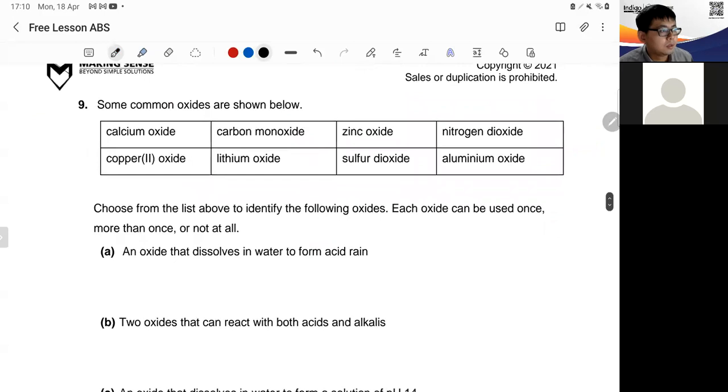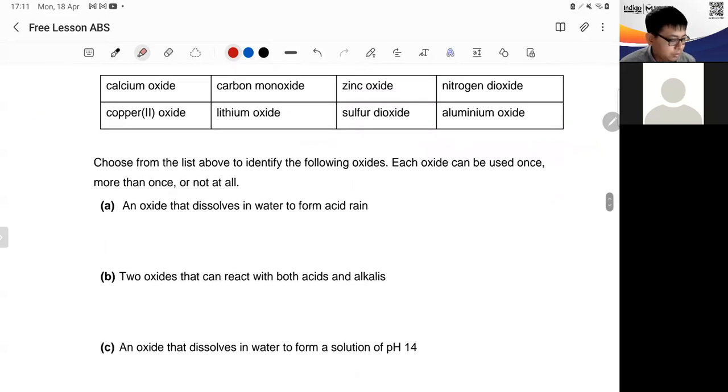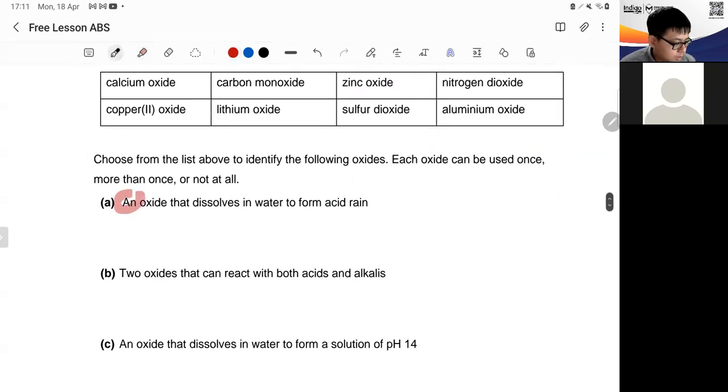Okay. Next. Some common oxides are shown below. So choose one that fits the description we're looking for. An oxide that dissolves in water to form acid rain. So it must be a non-metal oxide that is acidic, right? Not neutral, acidic. So just need to choose one oxide, right? So this works. I guess this works. Solid oxide surely can. Want to use this one also can. Either one is fine.